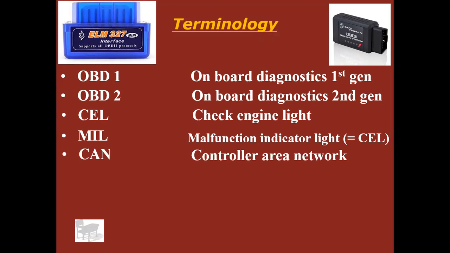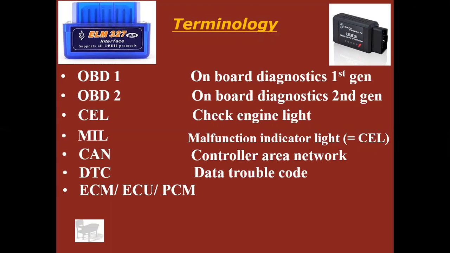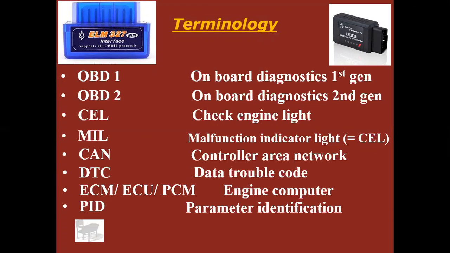CAN, controller area network. You guys won't need to know that as much, but you will see it. DTC, you'll see this a lot. Data trouble code, or just a code. ECM, ECU, PCM, engine computer, I'm just going to call it that. Powertrain control module, engine control module, engine control unit, a lot of names for it, but it's just the computer for the engine. PID, you're going to see this a lot, unfortunately. Parameter identification.